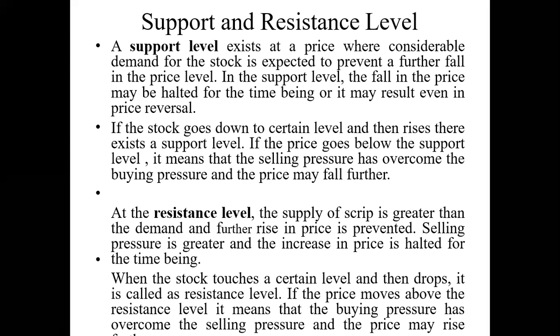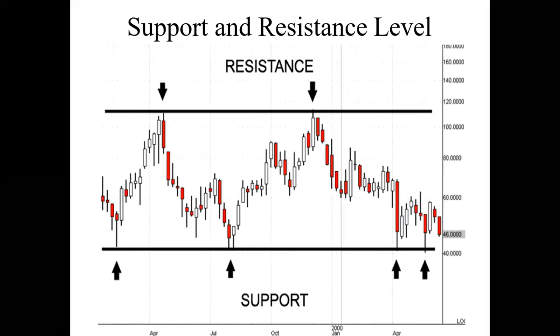And with the support level, there will be a resistance level. The resistance level stops the price from rising further. Selling pressure is greater and the increase in the price is halted for the time being. So when the stock touches a certain level and then drops, it is called the resistance level. If the price moves above the resistance level, it means that buying pressure has overcome the selling pressure and the price may rise. If you see the chart, here we can identify.